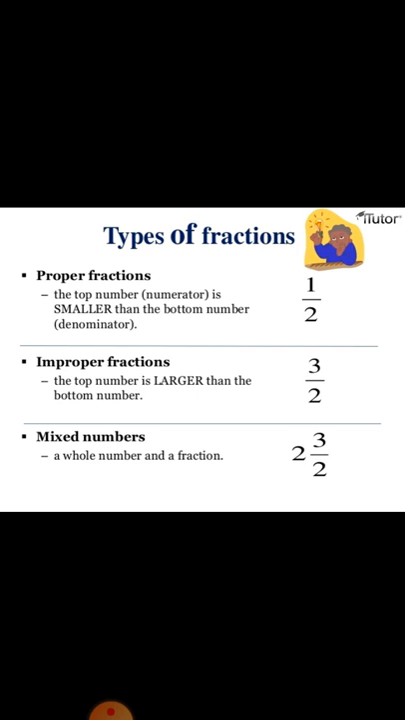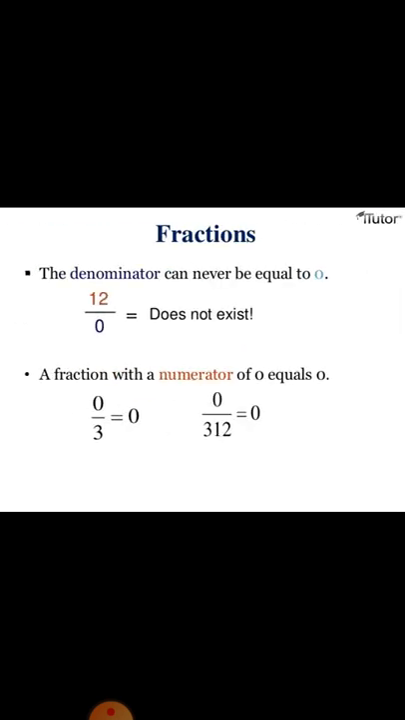Number 2, improper fraction. The top number is larger than the bottom number. For example, 3 by 2. Here 3 is on top and it is a greater number. So we say that this is an improper fraction. Number 3, we discuss mixed number, a whole number and a fraction. For example, in this example we have 2 whole numbers and a fractional number 3 by 2.